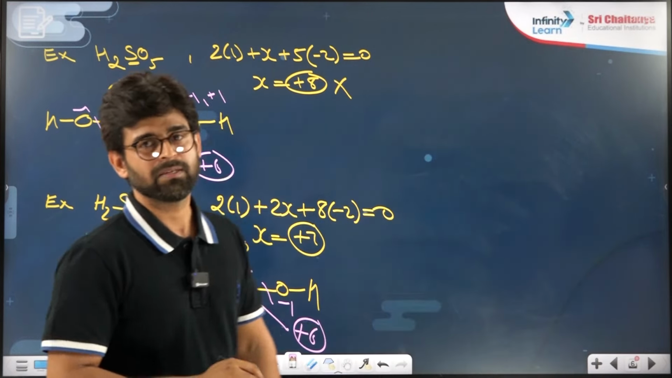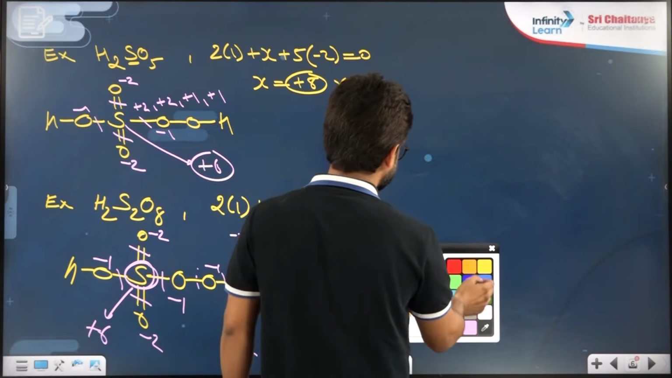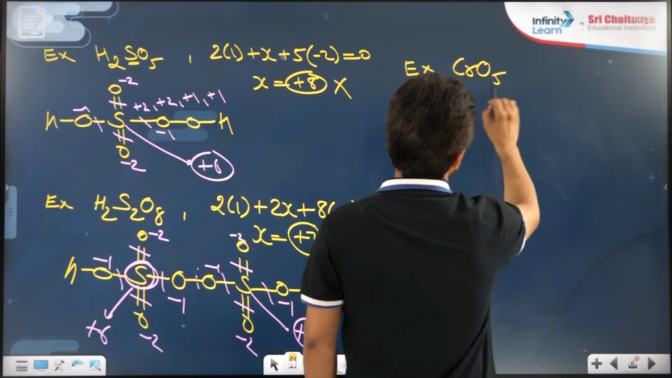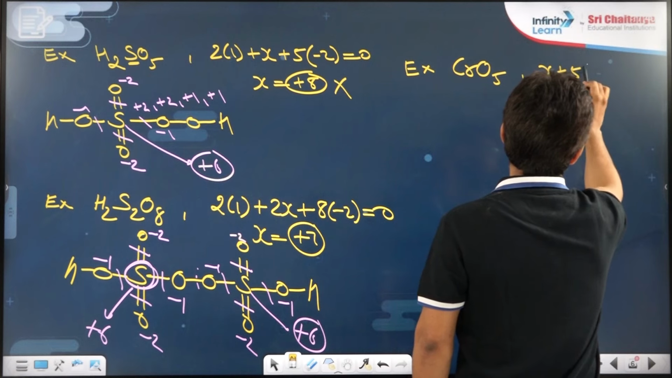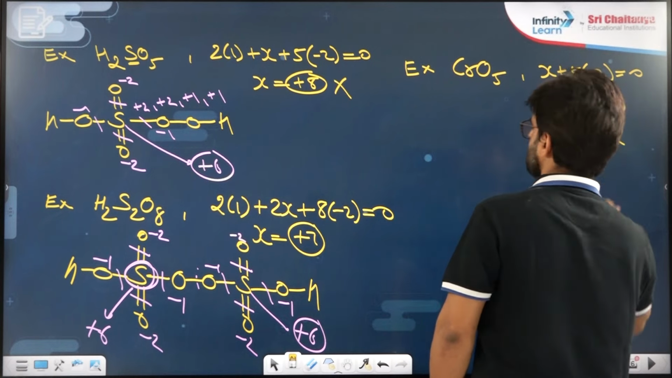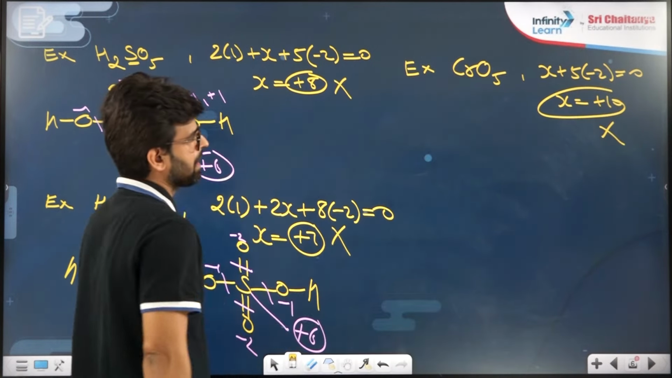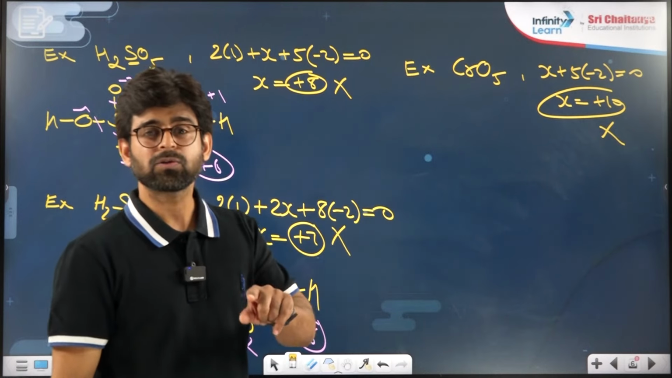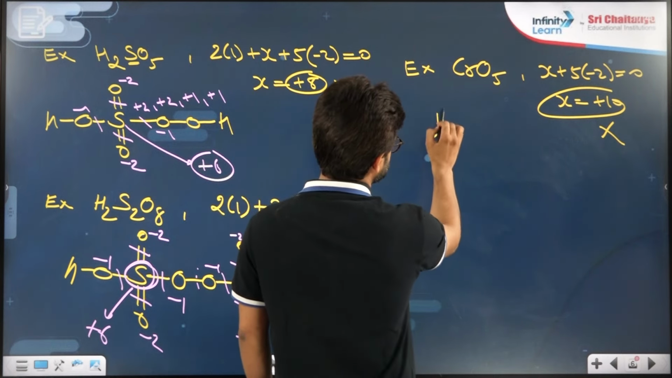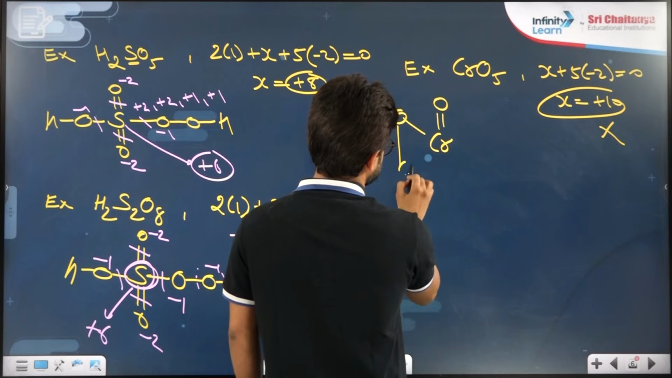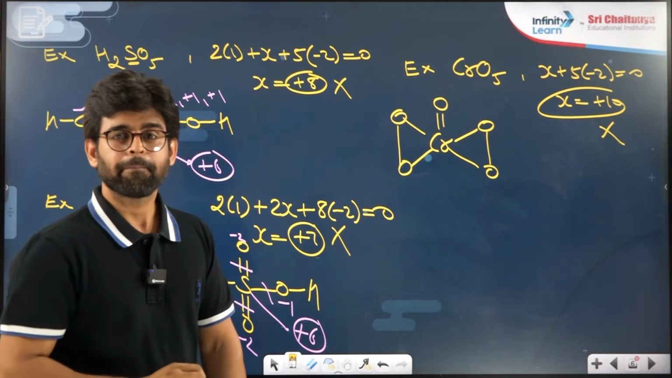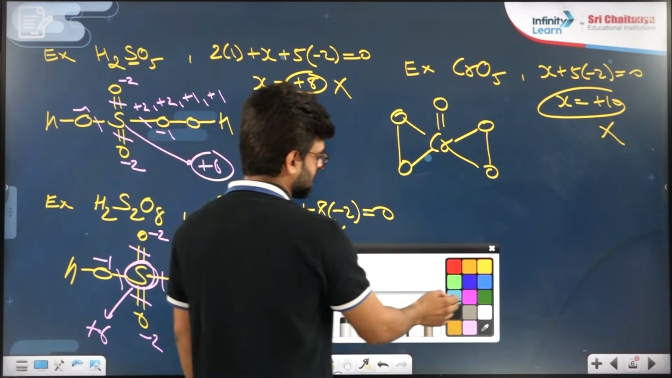So I will take one more example where the formula gives us a wrong answer, and very important from NCERT, CrO5. The formula gives x plus 5 into -2 equals to 0, and x is coming +10. Again this is wrong. Why is it giving wrong? Again, peroxide linkage. Clear? We can see the structure, the very famous butterfly structure. This is our peroxide linkage, right? Now you break all the bonds step by step.